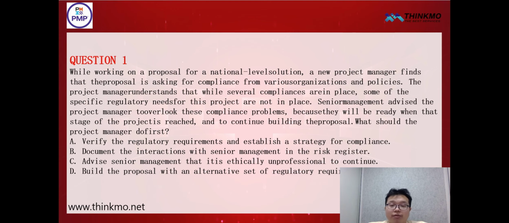As for the other options, for example, option C suggests advising senior management to continue doing so, right? That would violate professional ethics, so that's definitely not correct. If you look at option D, it suggests using another proposal to meet regulatory requirements. But this also doesn't meet our requirements, nor does it align with our overall strategy. So for this question, we should choose option A.